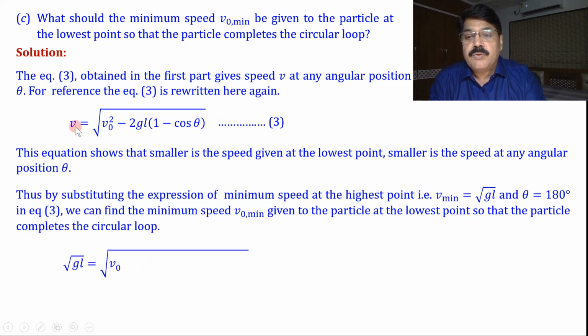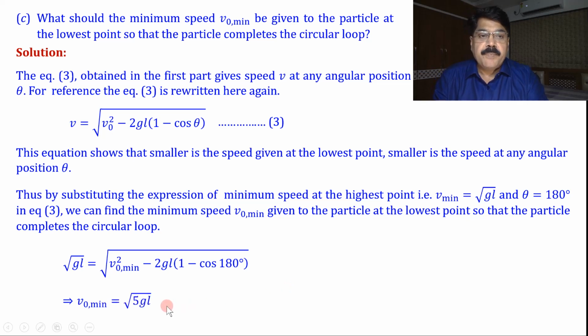So this is root GL, that is, v naught min square minus 2gl times 1 minus cos 180 degrees, and by simplifying this you get v naught min is equal to root 5gl. So this is a very important relation. This vertical circular motion is a very important problem for almost all examinations. And if you can reproduce the parts we have done here, you can solve any problem on this vertical circular motion.